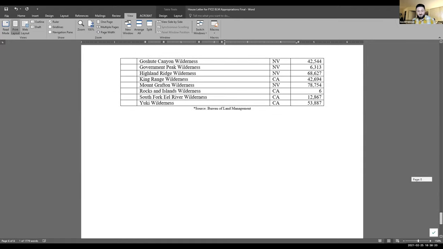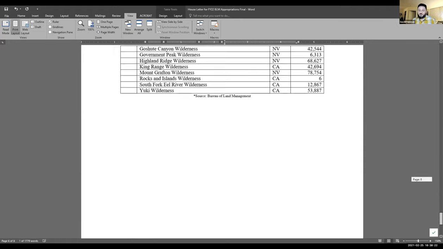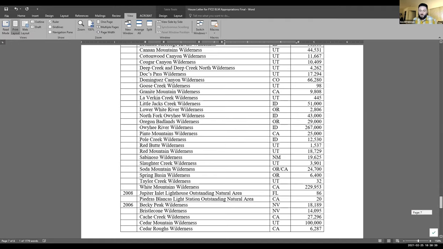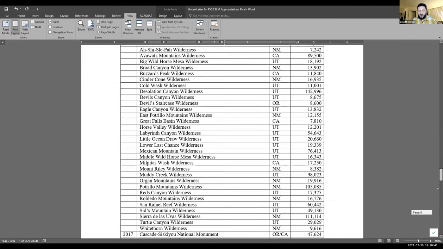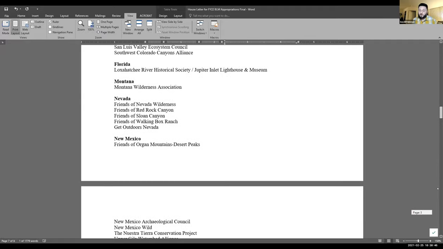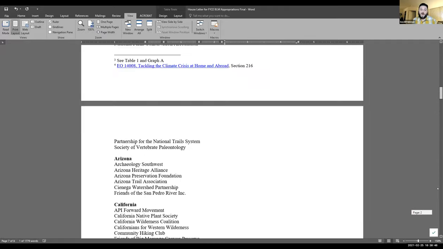But wait, there's more. Oh, actually, I don't have it in this copy here, but I also have maps that show the growth of the system on the map over that time. One map from 2000, one map from 2008, and another map from 2020. That's a very long way of hopefully selling Congress on the case that they need to give this money to give the Bureau of Land Management the ability to manage these places.